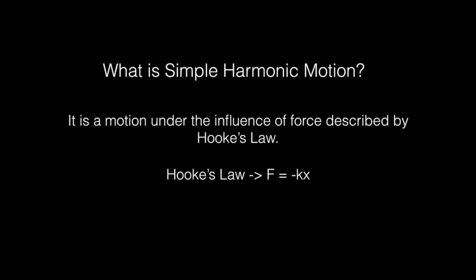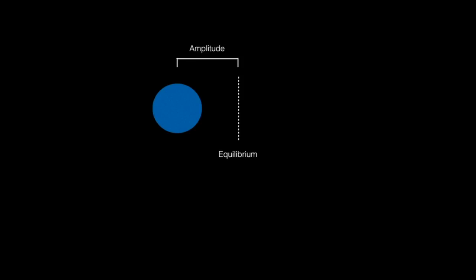Okay, I would like to talk about simple harmonic motion and circular motion in this video. So what is simple harmonic motion? Simple harmonic motion is a motion under the influence of force described by Hooke's law. And Hooke's law is F equals negative kx, where k is the spring constant and x is the displacement.